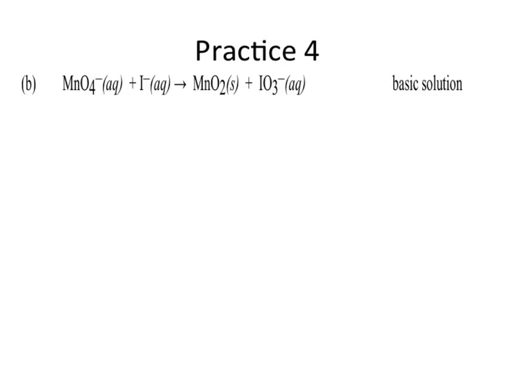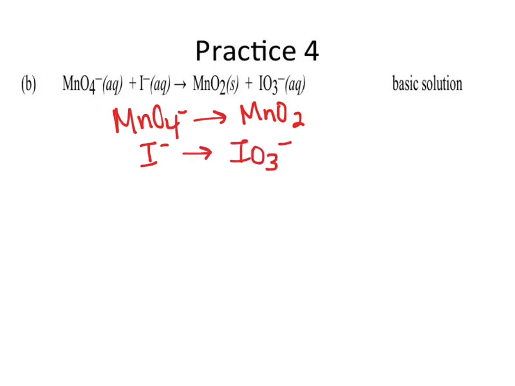So basic solutions, we're going to set it up just the same way. We're going to break it in two. So MnO4 minus and MnO2. And then we have I minus and IO3 minus. The Mn's are balanced. So go to your oxygens, and we add 2 waters. Next, go to your hydrogens. I need to add 4 H pluses. And then look at your charge.